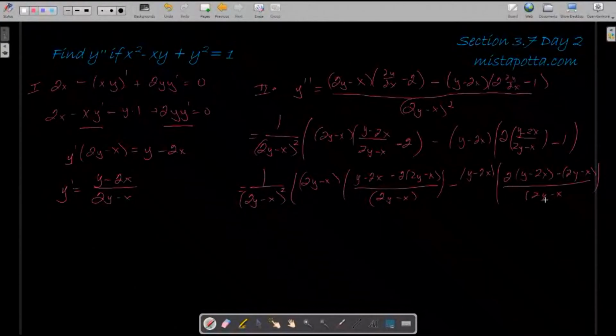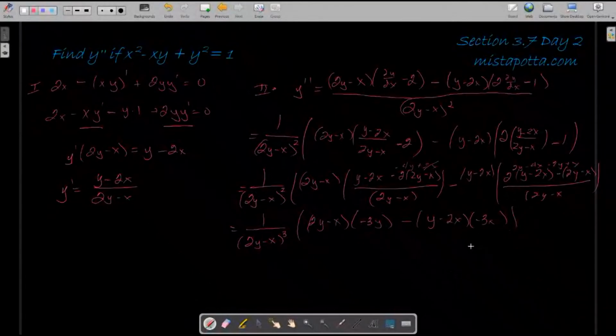2y minus x. And I notice that because I have this common denominator term, I really can factor that out, and so this outside denominator becomes 2y minus x quantity cubed. And at this point, I've got 2y minus x times, over here when I distribute this negative 4y minus 2x, that's really a plus 2x, and this term will cancel out, leaving me with just a negative 3y. And over here when I subtract, I've got y minus 2x times, when I distribute here, I'll have 2y minus 4x minus 2y plus x. I'll end up with negative 3x. And so, yeah, there's a lot of algebra going on here, but it really is going to simplify quite nicely.